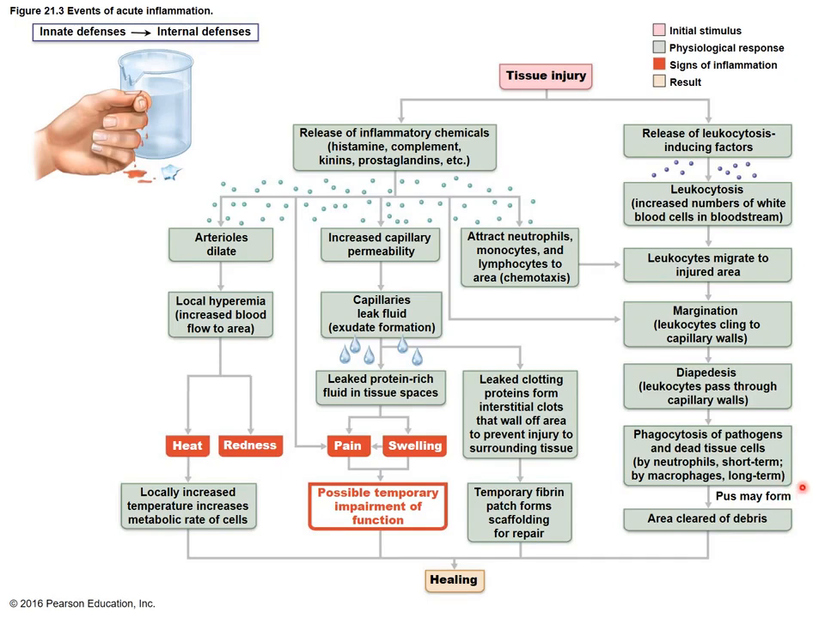There may be pus formed. That is the cellular debris that's in the area. Now, some of the release of the inflammatory chemicals, what they are doing is they're causing the arterioles to dilate, so you have increased blood flow to the area. As I said earlier, that leads to the heat and the redness. The heat causes an increase in temperature in that localized area. That increases the metabolic rate of the cells, which is going to increase the rate of repair.